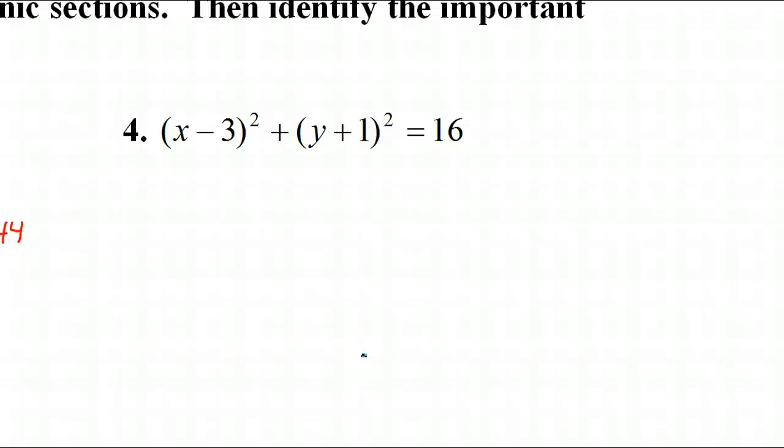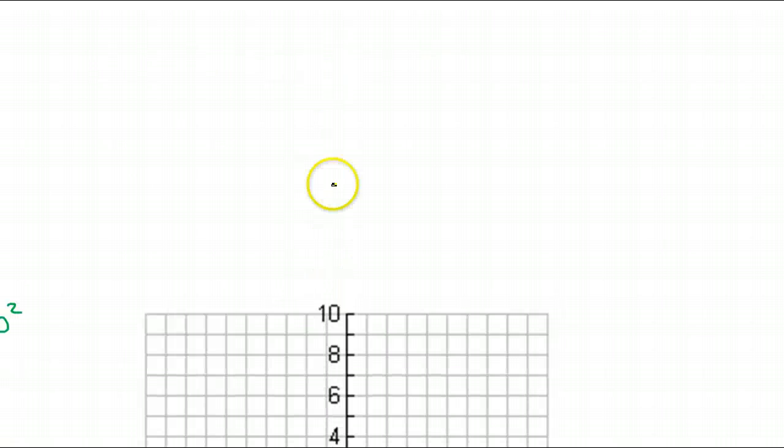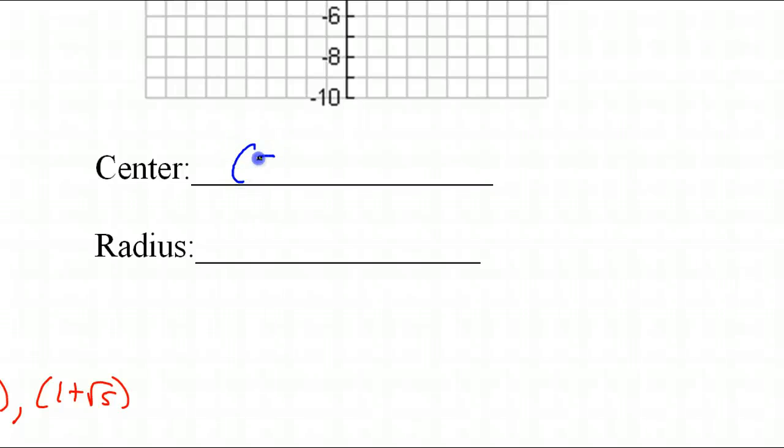Okay, number 4. What kind of shape is this? This is definitely a circle. Both the x and y are squared, it's positive, and the coefficients are the same. They're both 1. It's in standard form. This is the shape of a circle. The center is going to be the opposite of this and the opposite of that, x first. So 3 comma negative 1 is the center. Let's write that down.